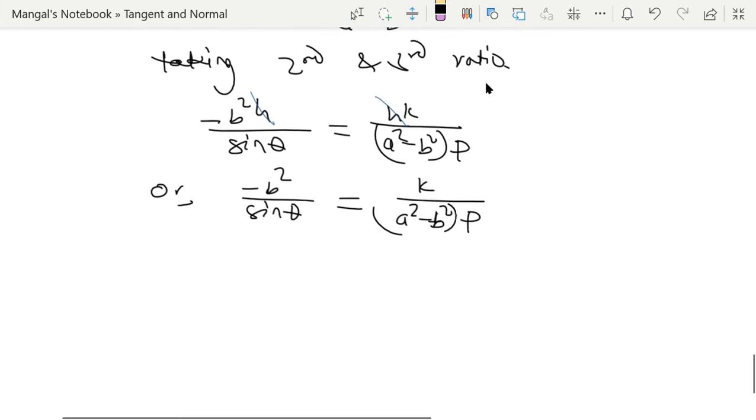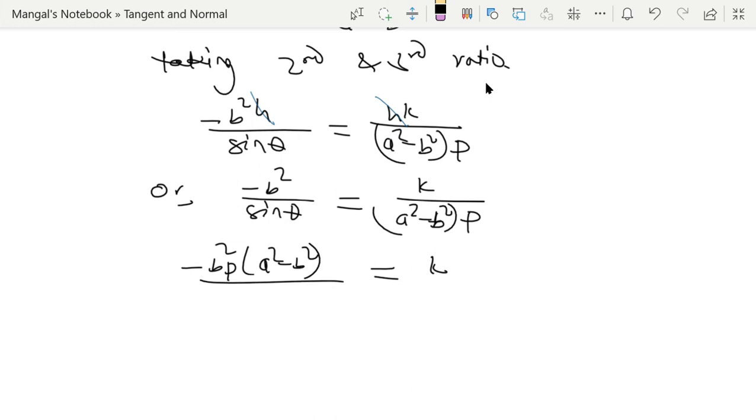Now let's find k. a square minus b square, p will multiply with b square. So k equals minus b square p over a square minus b square, and down there is sin theta only. Therefore the value of k, bringing sin theta above, is minus cosec theta, b square p, and a square minus b square.